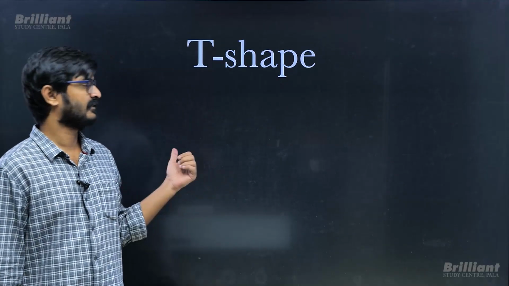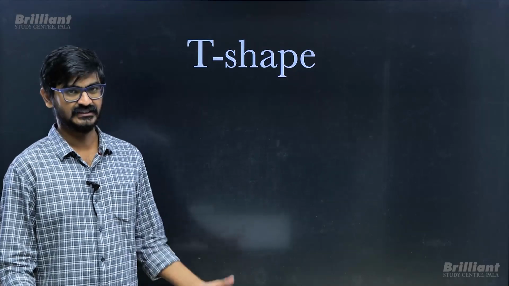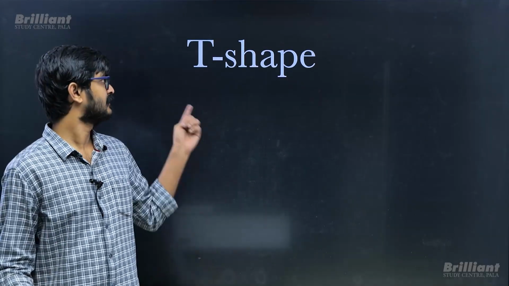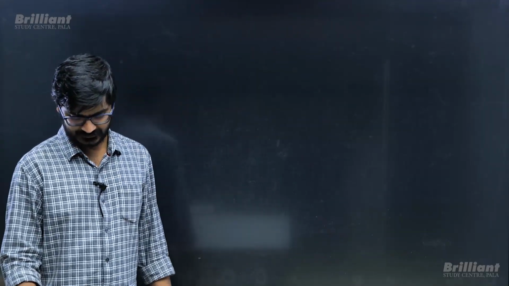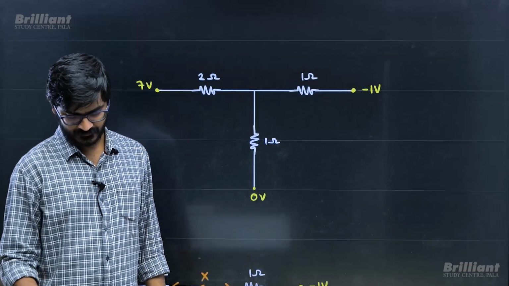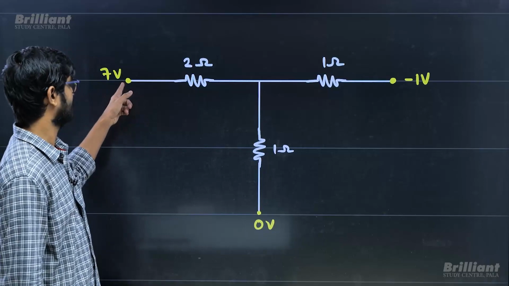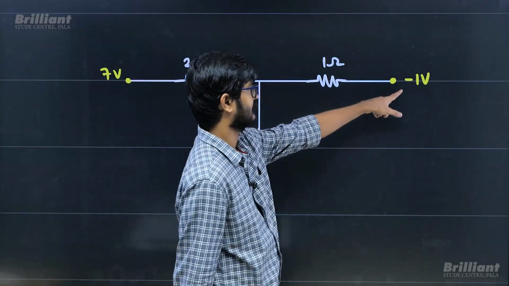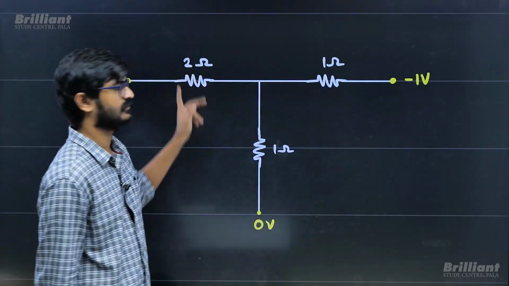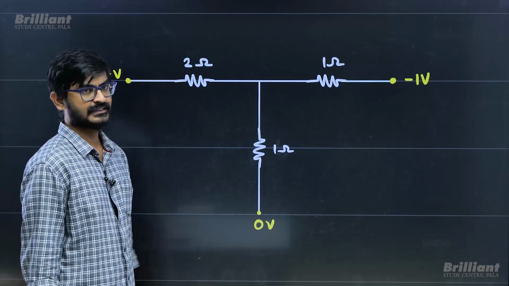Hi kids, we will be looking into this very small question which I will be using very frequently. I refer to it as the T-shape. Anyway, the question goes like this. In a part of a circuit which is a closed figure, this potential is 7 volt, this is 0 volt, this is minus 1 volt, and these resistances are 1 and 2. Find the currents in the resistors.